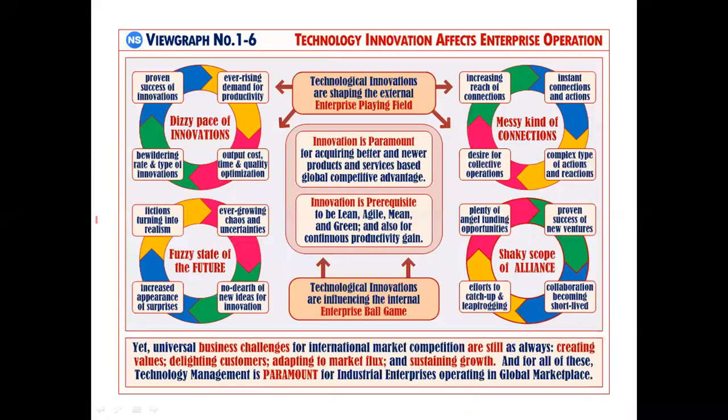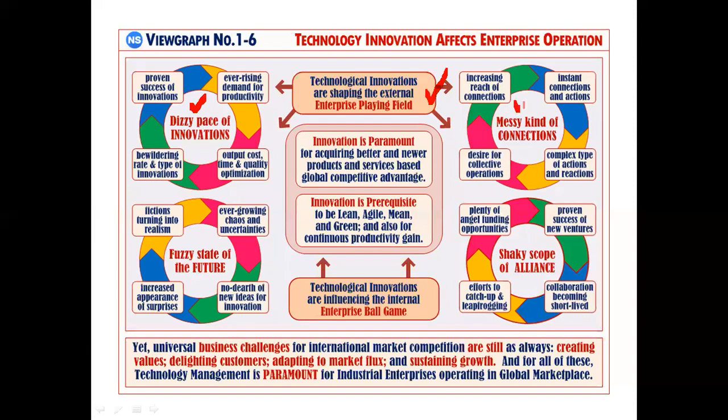Now, this is getting into the enterprise level. Technological innovation is affecting enterprise operation, whether you work in a goods producing enterprise or a service providing enterprise. Technological innovations are shaping here the external enterprise playing field. What is the external enterprise playing field? Here, I've tried four things. Dizzy pace of innovation. This is the external world for our enterprise.